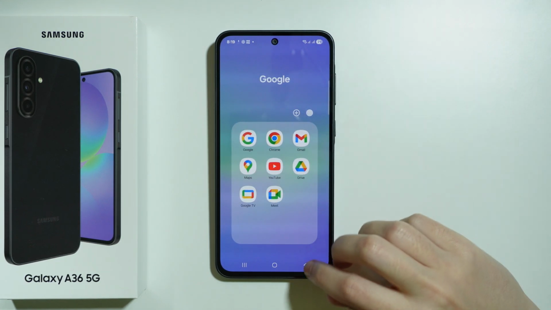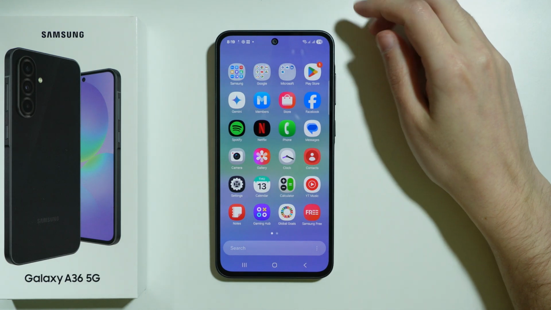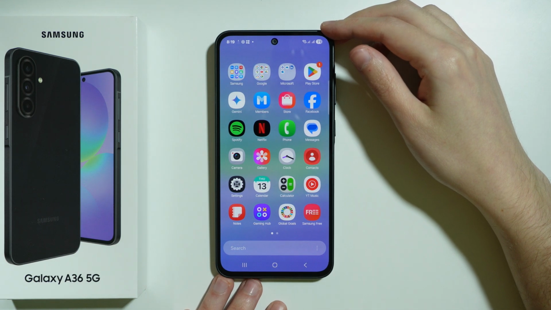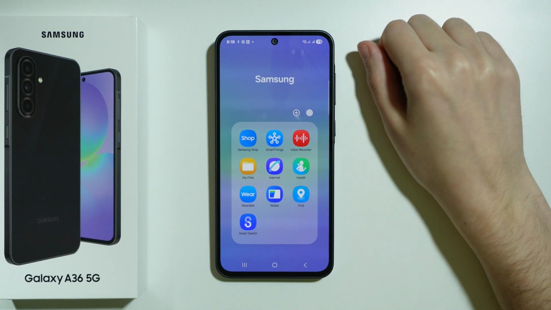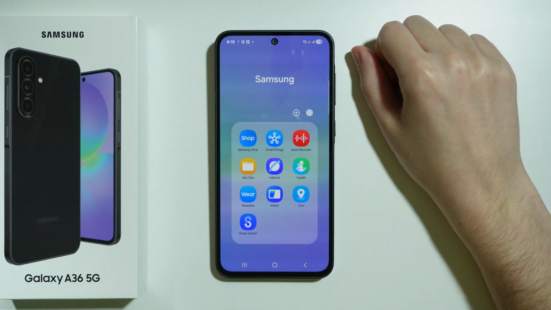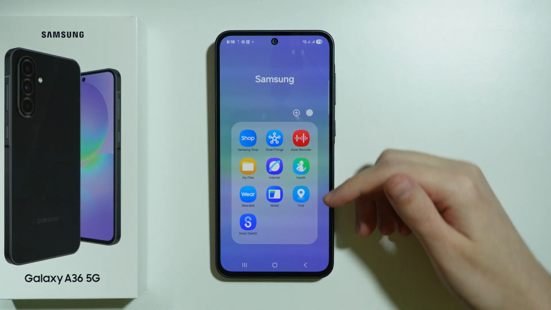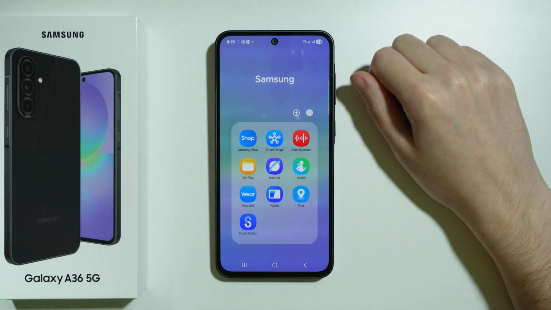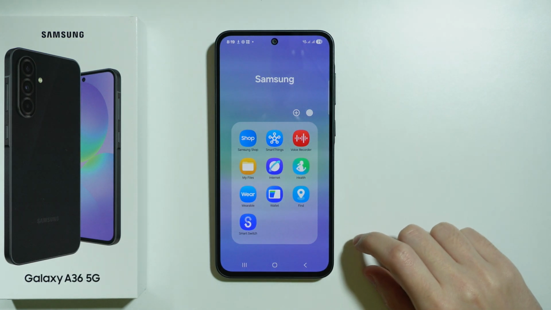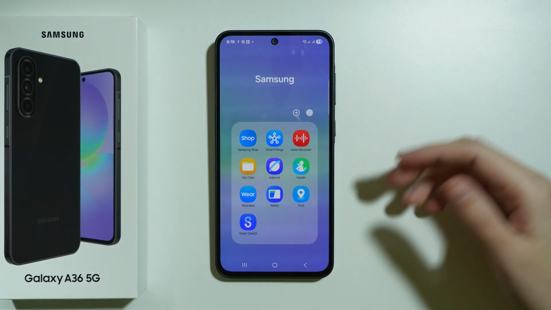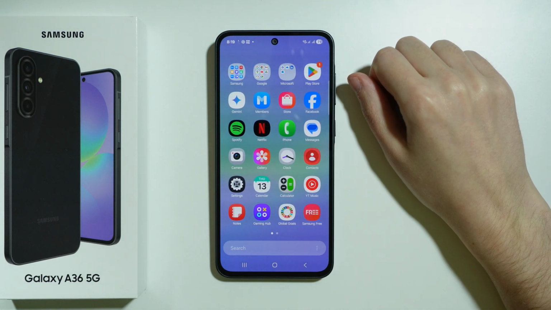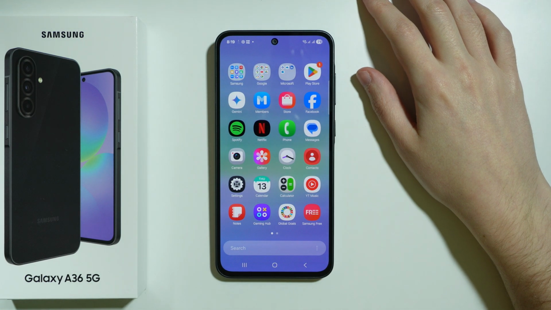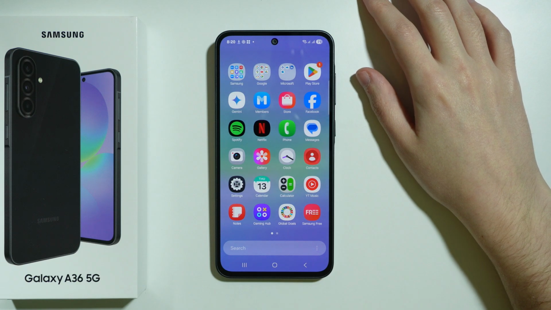And of course we also have some Google apps, but well, since it's Android, then you probably want to have some of them. And we have some Samsung apps that, well, I wouldn't call them bloatware, but I'm pretty sure you won't be using them, at least not all of them, or at least not too often. But, you know, these are all apps that can be considered as bloatware.